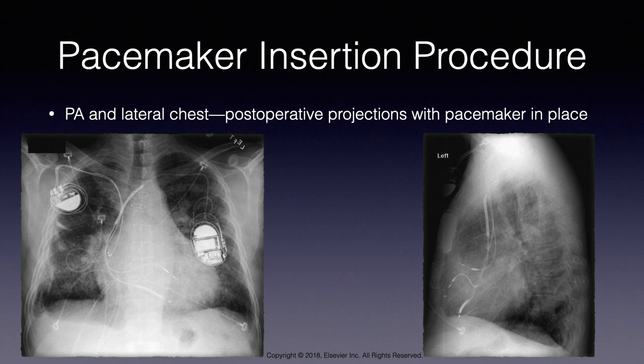Pacemaker insertion procedure. PA lateral chest, postoperative projections with pacemaker in place. When you're doing these exams for post-op, the patient's usually in an arm sling because of the area where they put the pacemaker. They do not want anything messing with the muscle, or the pocket for the actual device. So you will do a lateral with the arm down, and when you do the PA, you do not want to move the arm. You can move the shoulders forward, but do not move the arm from the abdomen area.